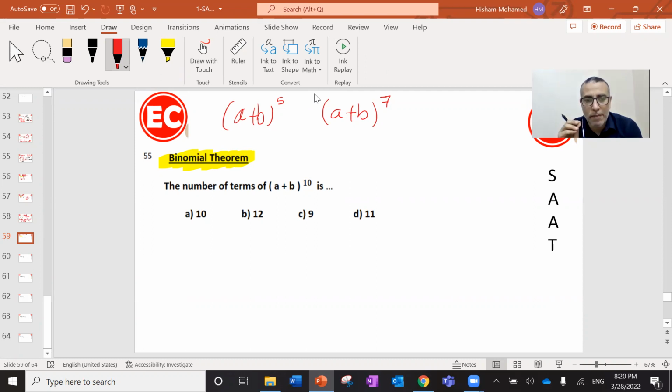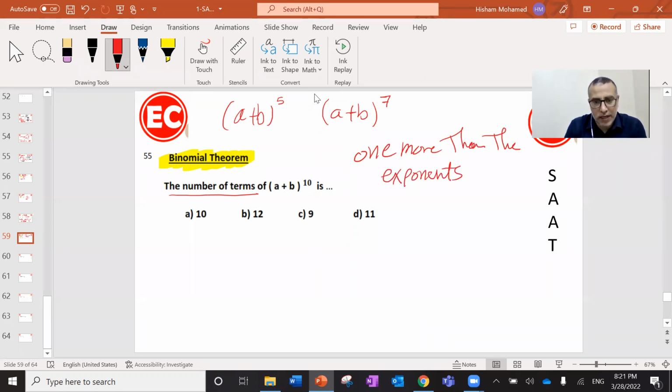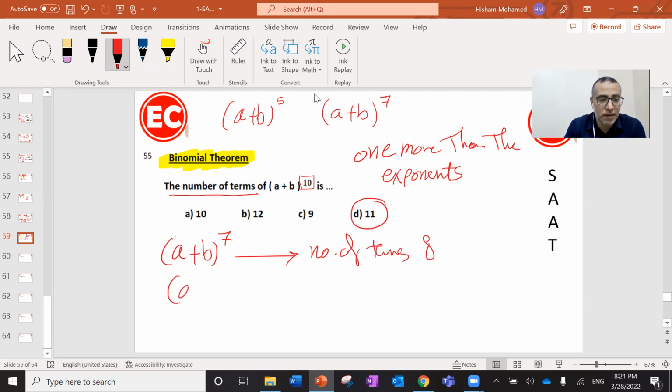There are some pieces of information we need to know about the binomial theorem. First thing, the number of terms. The number of terms of any binomial expansion is 1 more than the power, 1 more than the exponent. For example, if the power here is 10, what is the number of terms? The number of terms is 11. In case of a plus b all to the power of 7, the number of terms is 8. In case of a plus b all to the power of 2, the number of terms is 3.